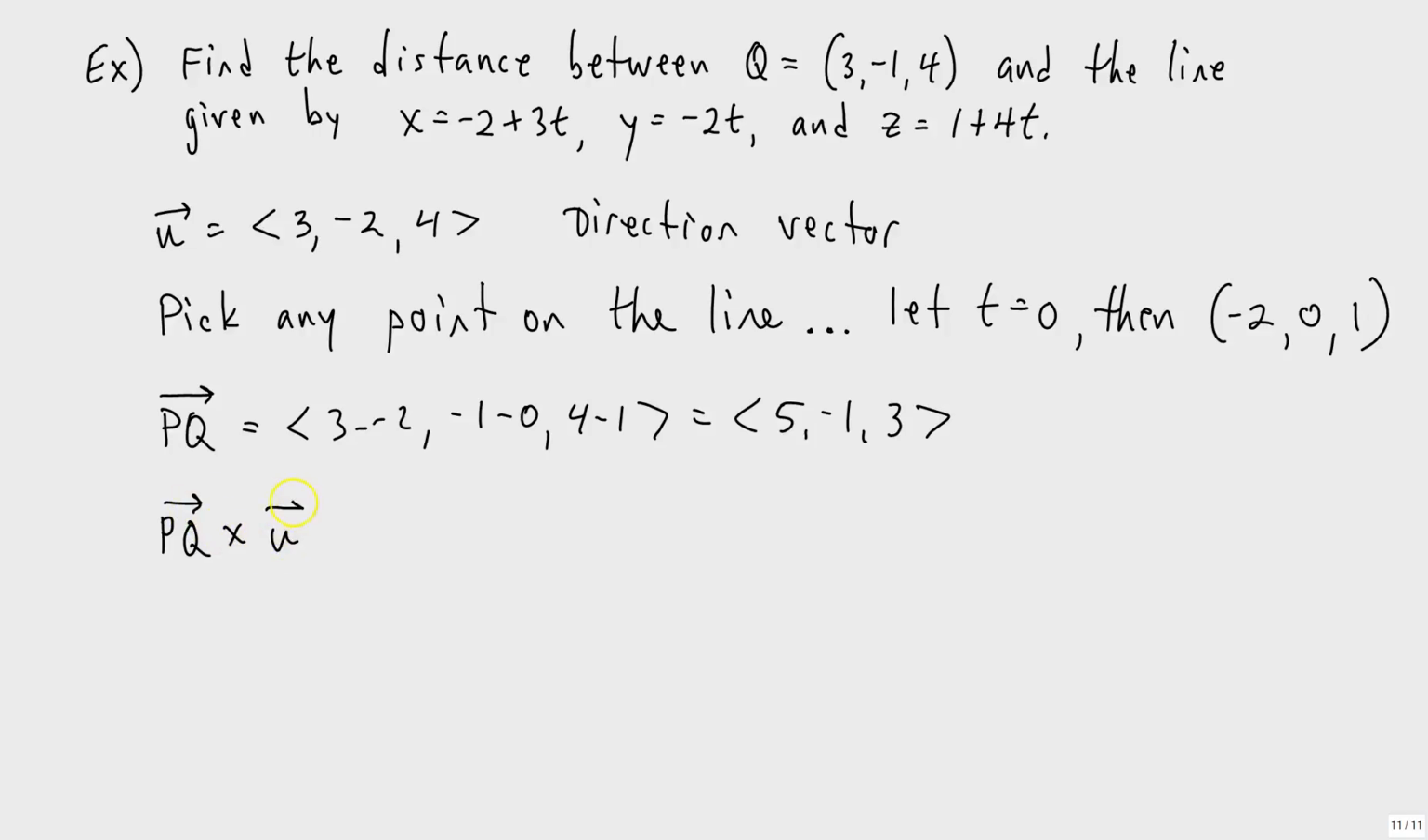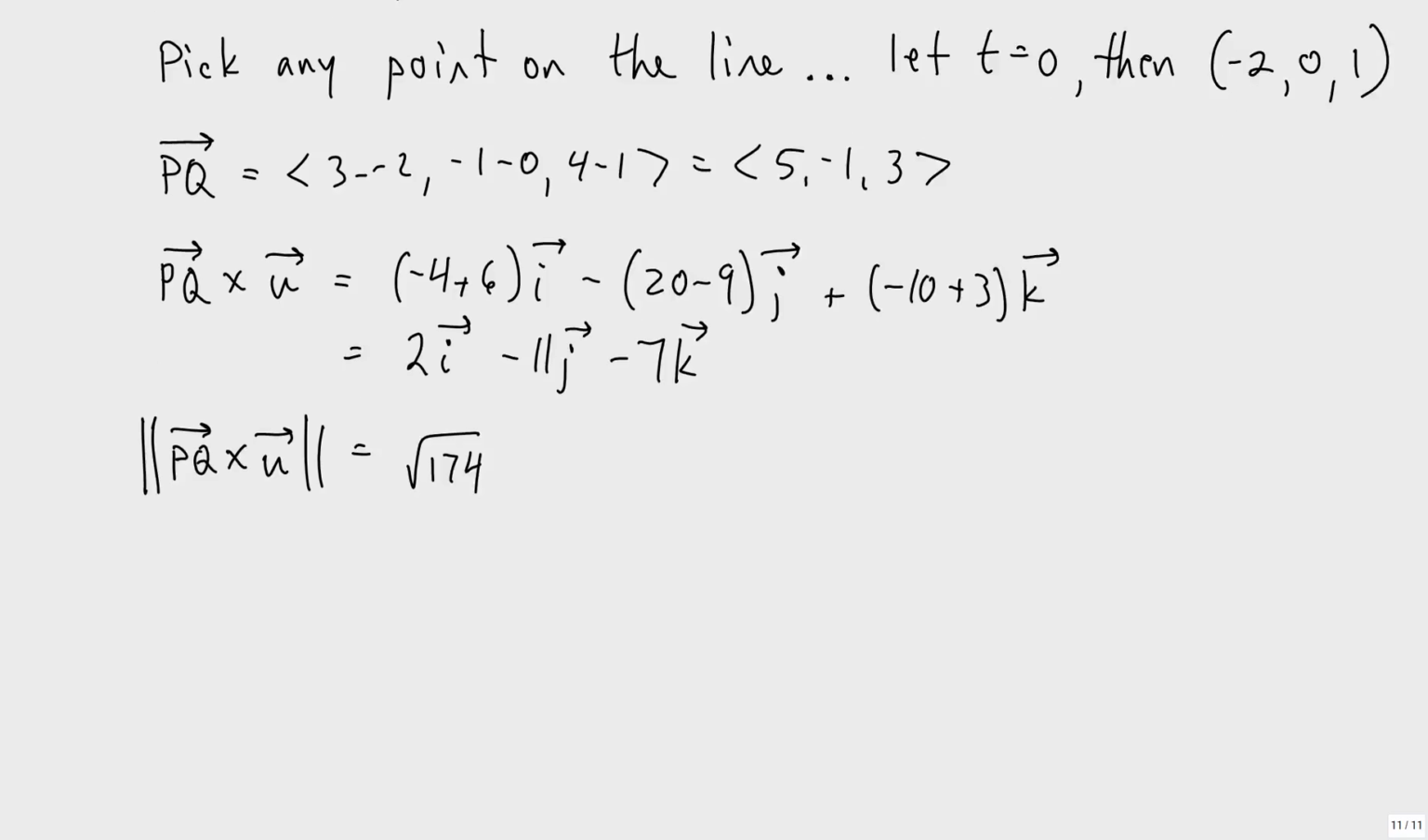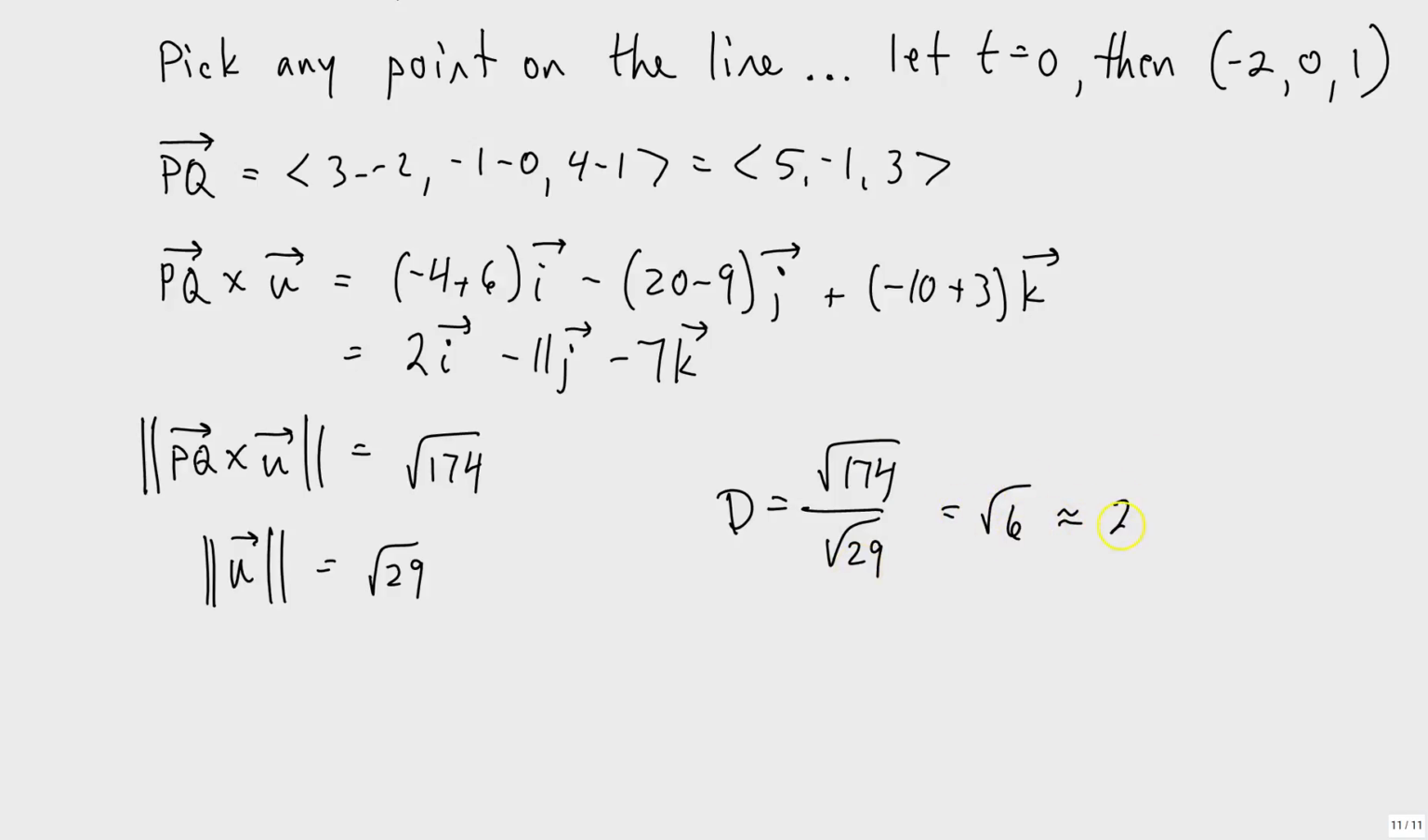We end up with -4 minus 6, minus (20 minus 9), plus (10 plus 3). And that comes out to be 2, minus 11, minus 7. And then we want that length, which is the square root of 174. And then the length of vector u is the square root of 29. So our distance is just going to be the principal square root of 174 over the principal square root of 29, which is the principal square root of 6, about 2.45 units.